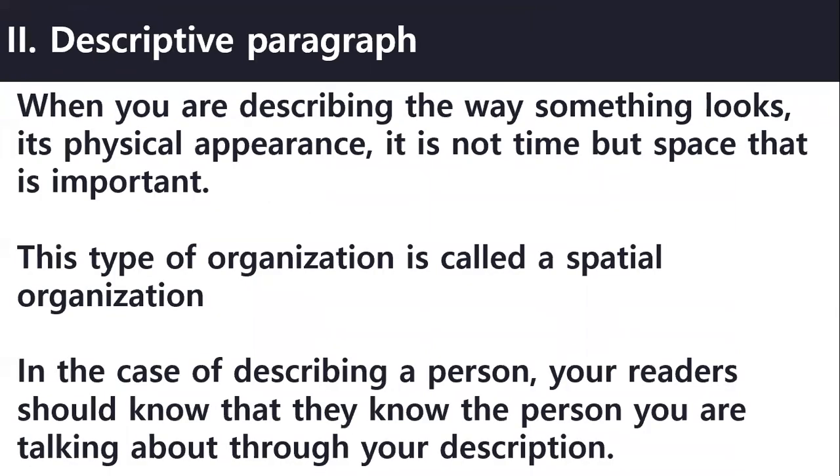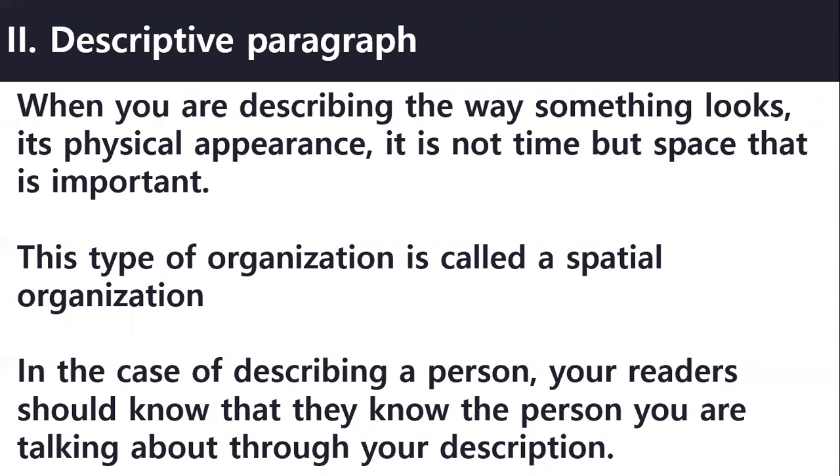Now we move to the second part of this course, which is descriptive paragraph. When you are describing the way something looks, its physical appearance, it is not time, but space that is important. Therefore, you should arrange your sentences and details according to where the objects being described are located. This type of organization is called a spatial organization.